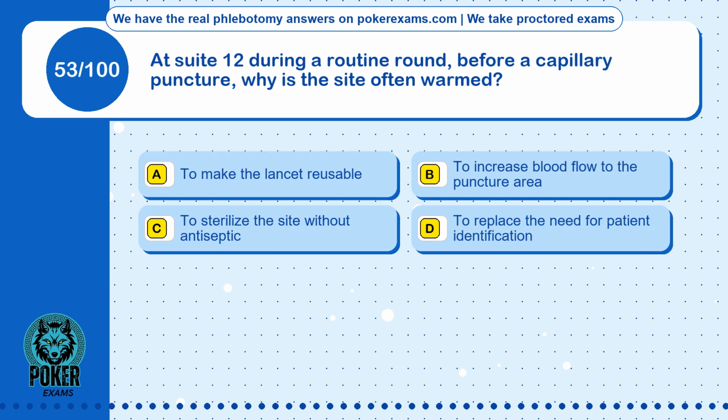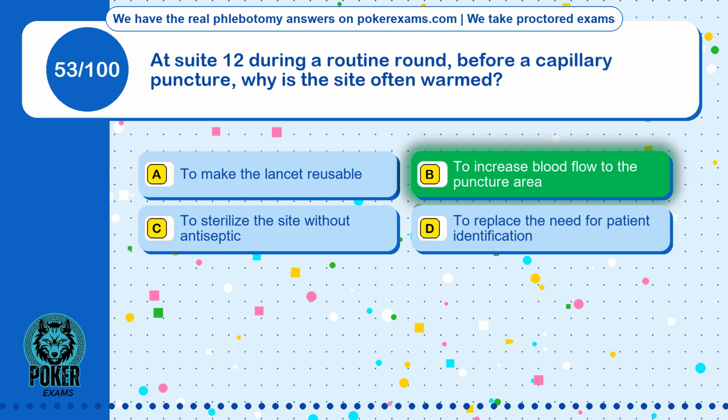Question 53. At Suite 12 during a routine round, before a capillary puncture, why is the site often warmed? Option A. To make the lancet reusable. Option B. To increase blood flow to the puncture area. Option C. To sterilize the site without antiseptic. Option D. To replace the need for patient identification.